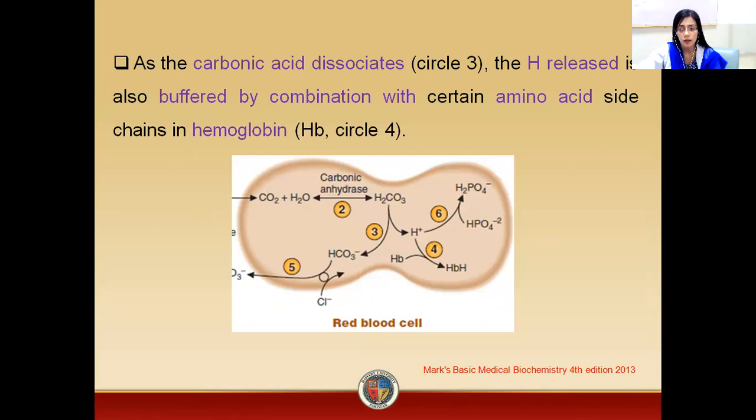This hydrogen ion is then buffered by its combination with the amino acids present in the hemoglobin. When this hydrogen ion combines with the hemoglobin, there is buffering of the system. So after combining of this hydrogen ion with the amino acid side chain of the hemoglobin, there is formation of HbH, which represents that the hydrogen has associated itself with the hemoglobin.